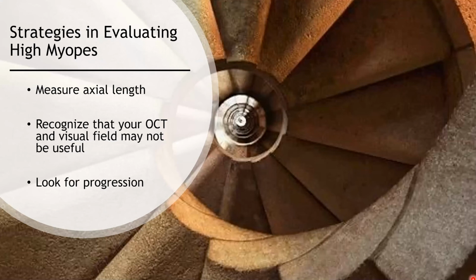So some strategies in evaluating high myopia: first of all, just measure axial length, because the longer the axial length, the greater the effect on the OCT imaging and the retinal nerve fiber layer thickness. And as Mark already said, recognize that your OCT and your visual field, because the visual fields are often funky, may not be useful. Look for progression over time. And I probably should add to this that there seems to be some evidence that looking at the macula may be more useful in separating high myopes without glaucoma from high myopes with glaucoma. So high myopia really is a masquerader.